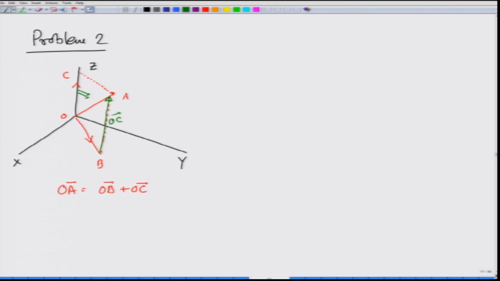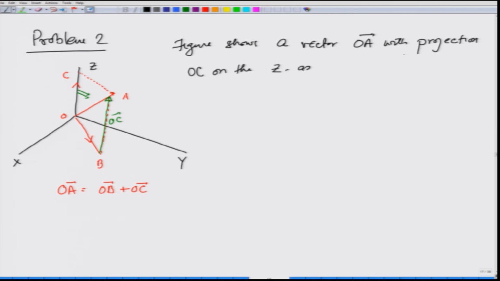I am drawing these pictures so that your imagination in 3 dimensions becomes better and better. So, the problem is: the figure shows a vector OA with projection OC on the z axis and projection OB on the xy plane.